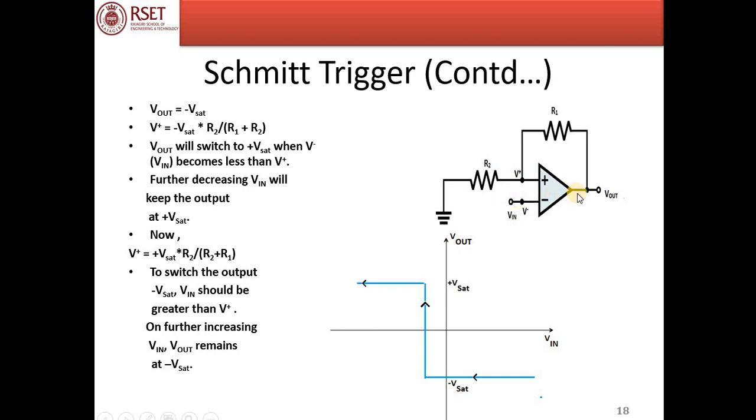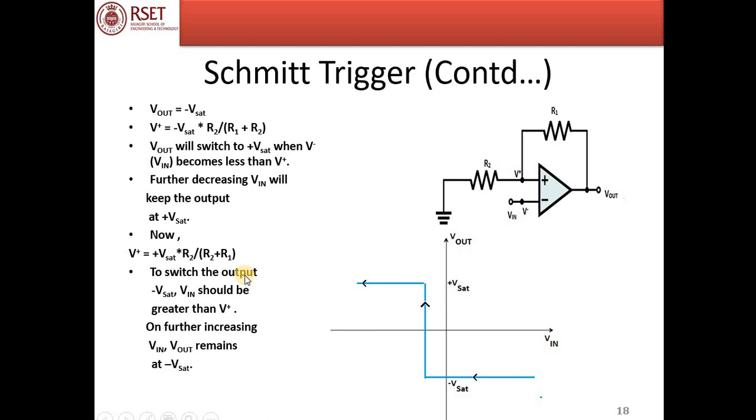Now what is the value of V output? It has switched to plus Vsat. The value of V output is plus Vsat, and the value of V plus is plus Vsat into R2 by R1 plus R2. This is the current value of V plus. Now the output is steady at plus Vsat. When will the output switch back to minus Vsat? When the value of V minus becomes greater than the value of V plus. The value of V plus is now plus Vsat into R2 by R1 plus R2. When V input becomes greater than this particular value, the output switches from plus Vsat back to minus Vsat.